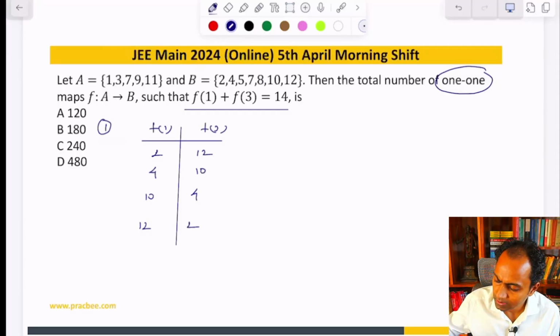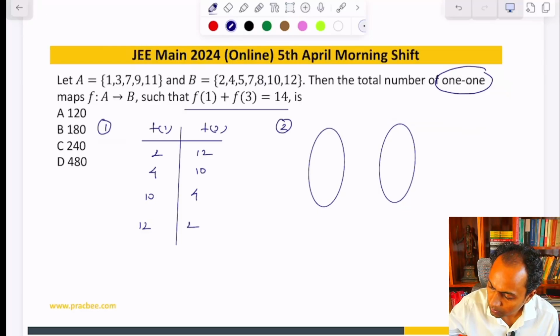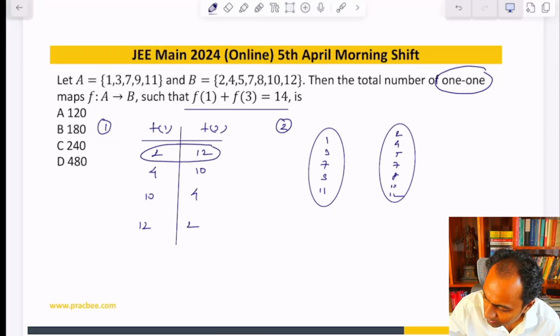Once we have got this, now if I pick any of these 4 cases, then what will happen? Let us check in case of mapping what is happening. So in this case, now we will see that here I can write 1, 3, 7, 9 and 11. Here we can write 2, 4, 5, 7, 8, 10, 12. If I take just the first case in which 1 is getting mapped to 2 and 3 is getting mapped to 12.